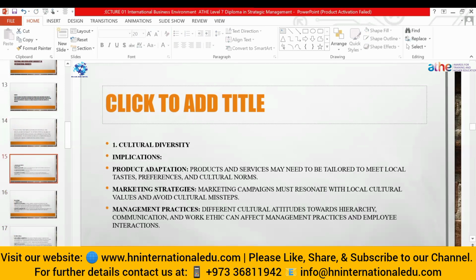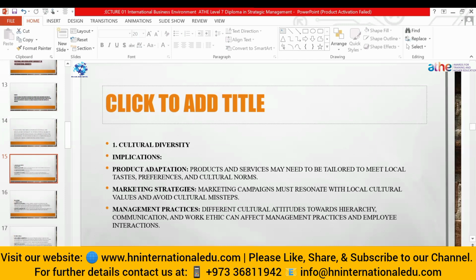The first point for this is cultural diversity. What are the implications of it? First, product adaptation, market strategies, and management practices. Product adaptation: products and services may need to be tailored to meet the local taste preferences and cultural norms. That is reality. You need to get familiar with the locality, with the locals, their taste, their style, their fashion sense, each and everything.